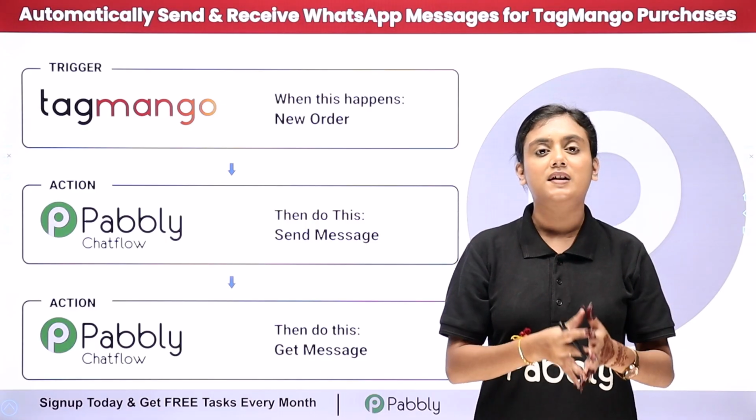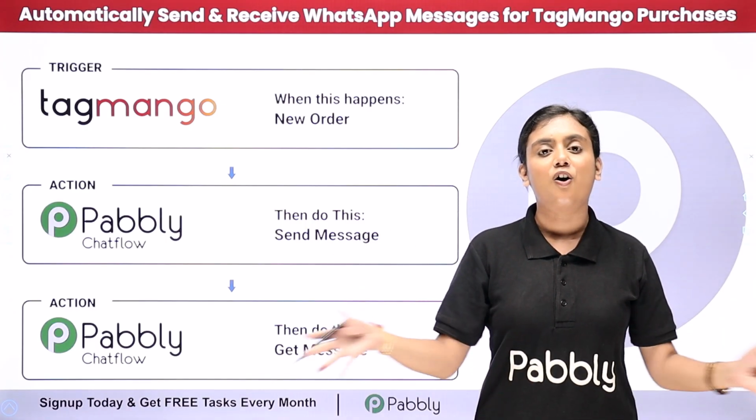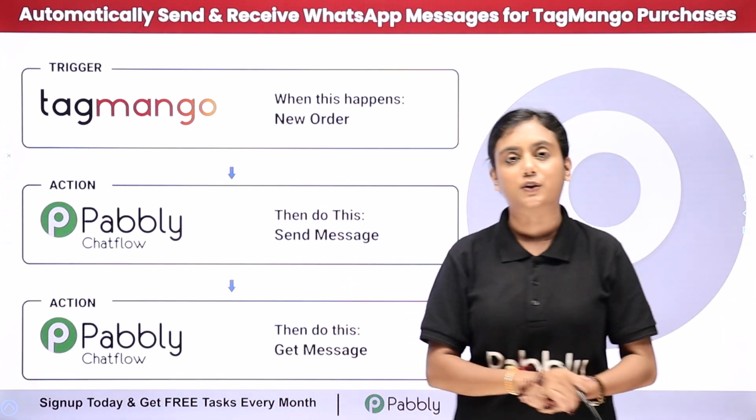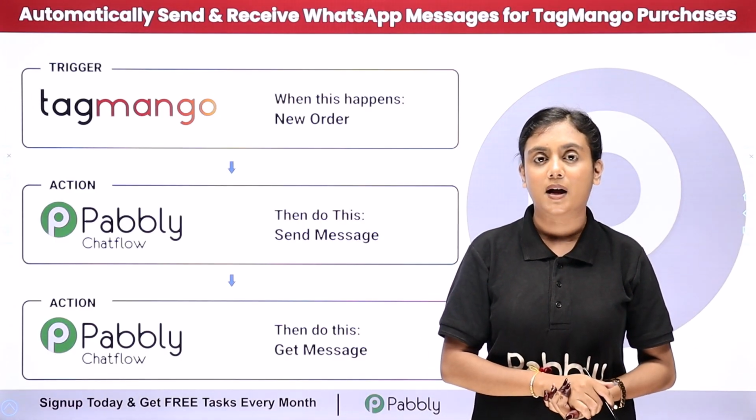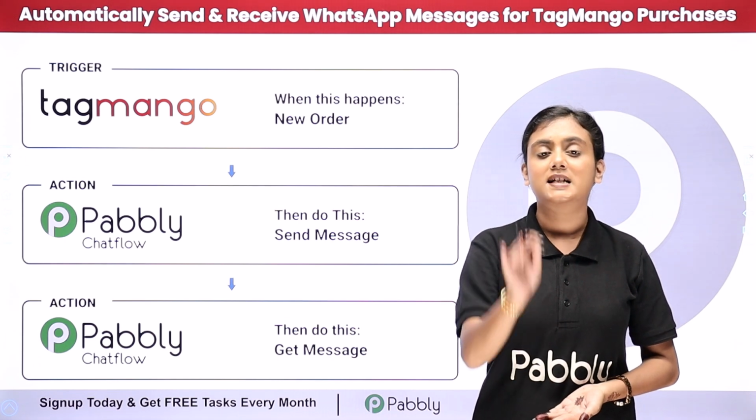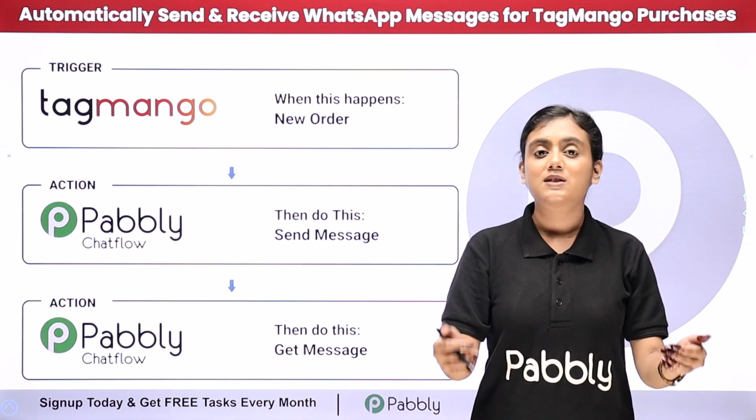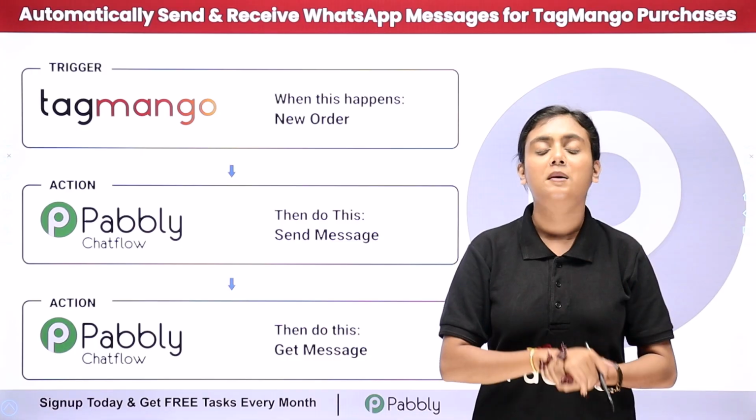So I'm a manager in a course selling company and we manage all our courses using TagMango. Over here what I want is that as soon as a new order is created in my TagMango account, I want to send a message towards my customer as well as receive a notification myself on my WhatsApp.